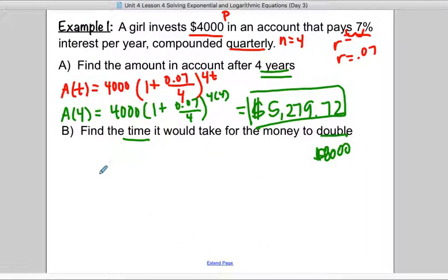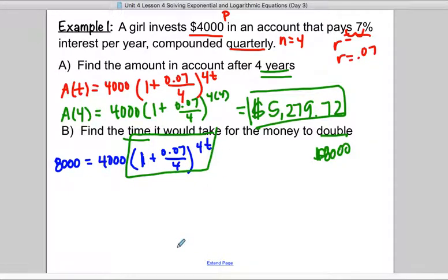So I will have 8,000 is equal to 4,000. Then we'll have 1 plus 0.07 over 4 to the 4t. Then we've got to use our techniques. The part that is raised to the exponent, we have to isolate that. So in order to isolate it, we're going to go ahead and divide by 4,000.